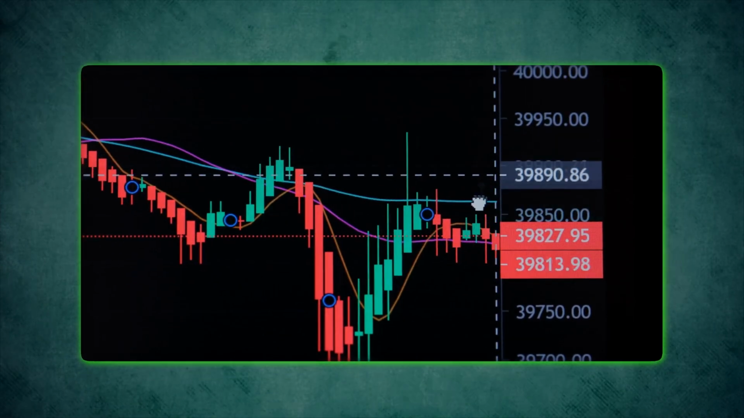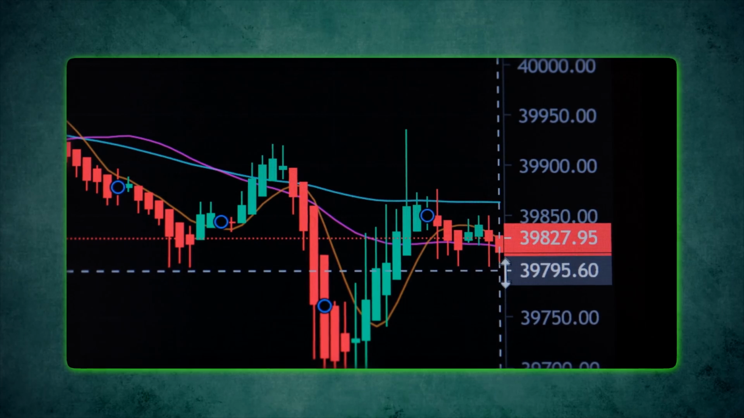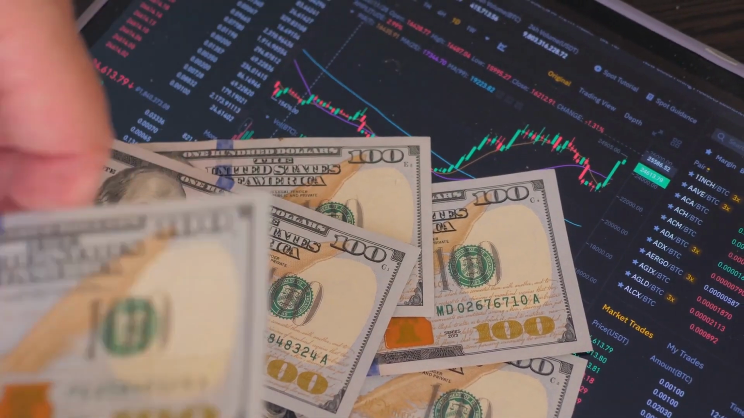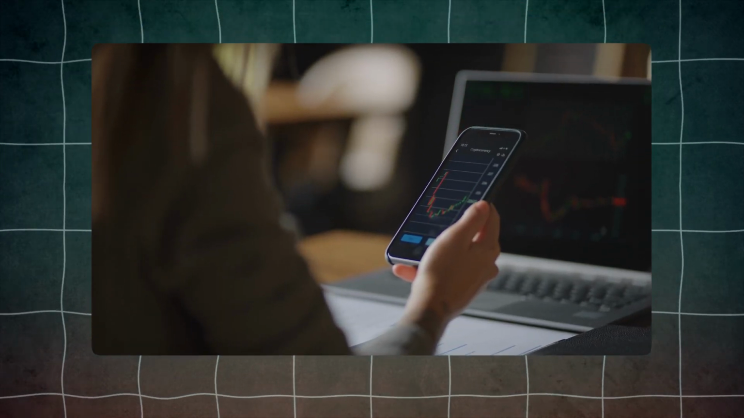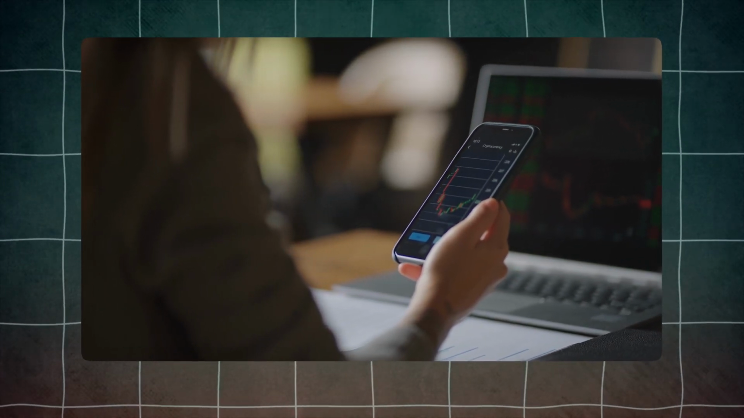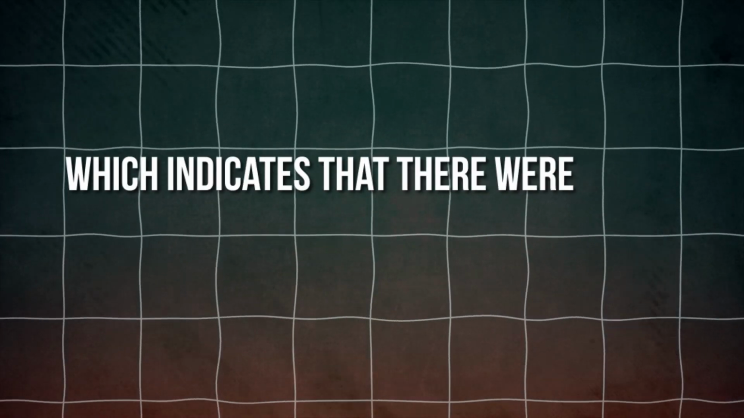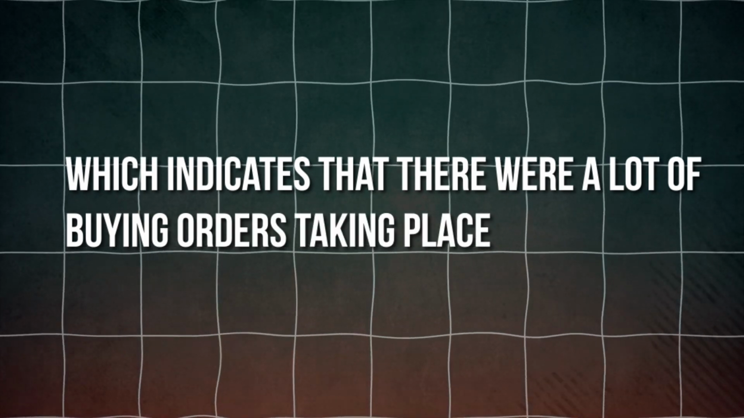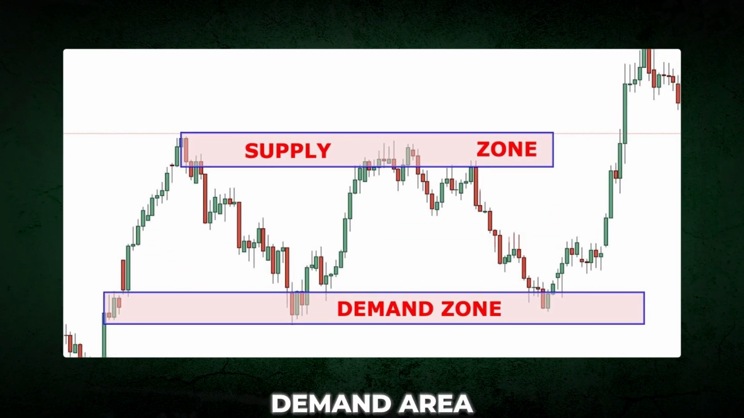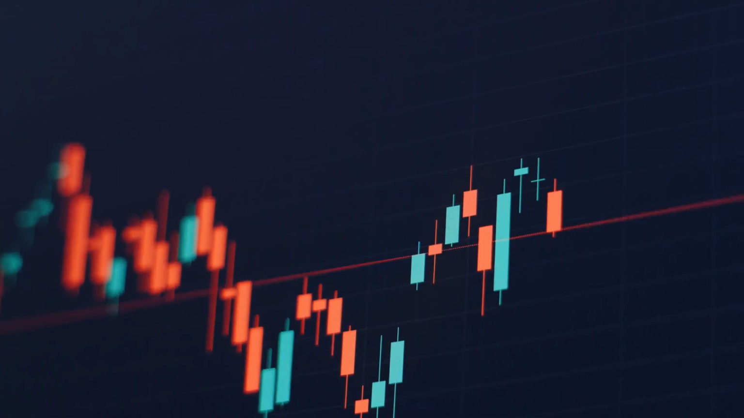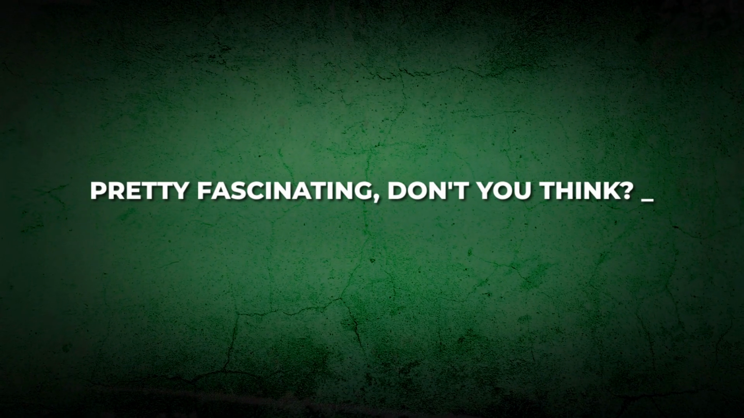In my situation, we have blue candlesticks acting as purchasers. At this particular location, as you can see, there was a great deal of buying pressure. Now, take a look at this candlestick. Previously, we had a string of about 1, 2, or 3 large bullish candlesticks, which indicates that there were a lot of buying orders taking place. At this point, we are in a demand area. If we extend this zone to this point, you will notice that the price has returned. Pretty fascinating, don't you think?